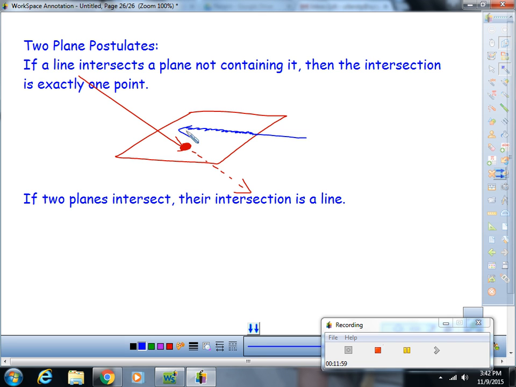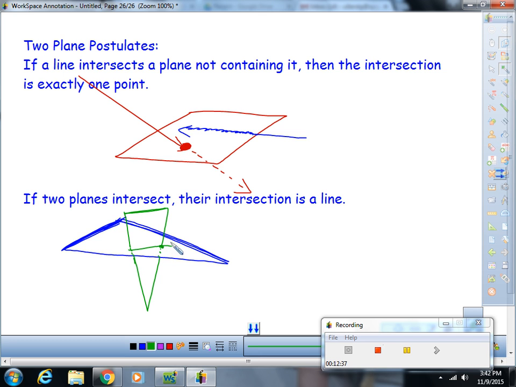Okay? And then the second postulate would say if two planes intersect, then their intersection is a line. So let's imagine that this plane, defined by this triangle here, okay, intersects another plane defined by a triangle. Like that. Well, their intersection would be that. But remember, planes go on forever in every direction. And so therefore so does the line. So it's not just a segment, it's a line.